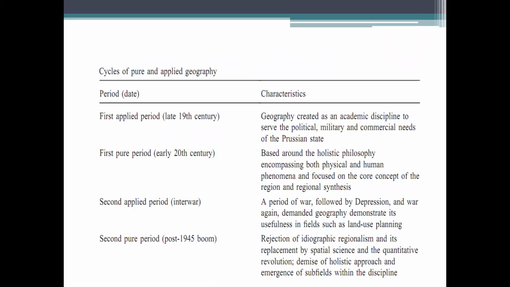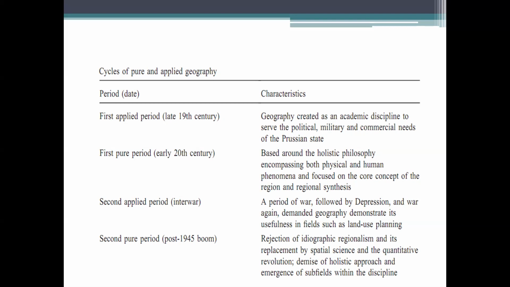However, when we consider the cycling period of pure geography and applied geography, this was taken from an article. According to that, we can identify the cycle of pure and applied geography.